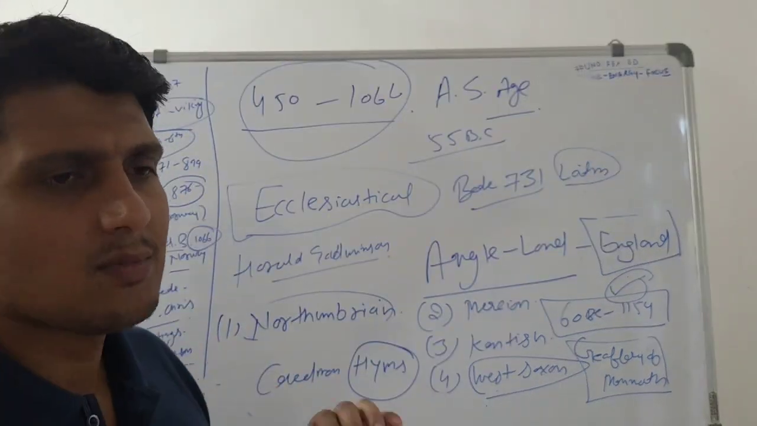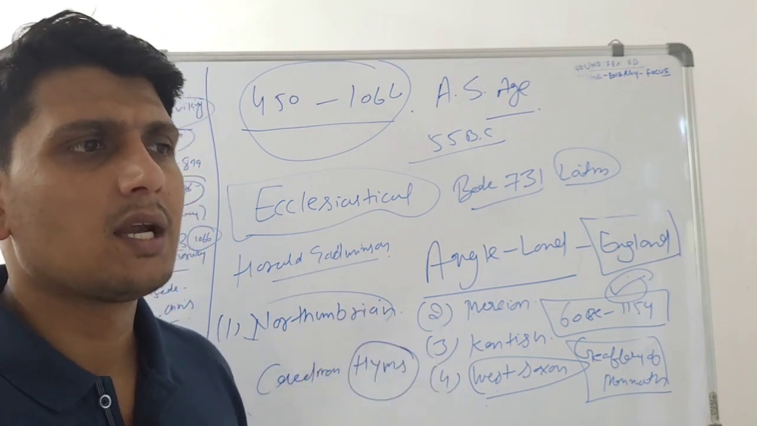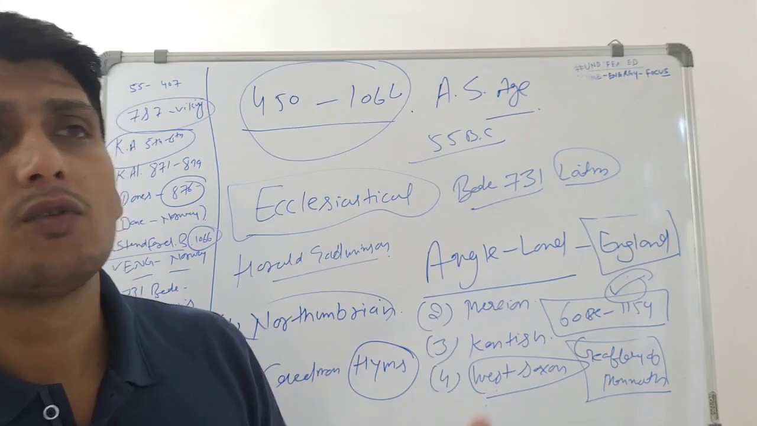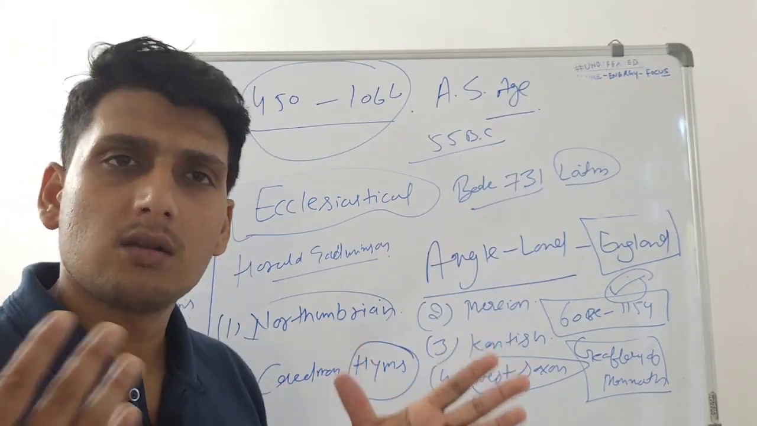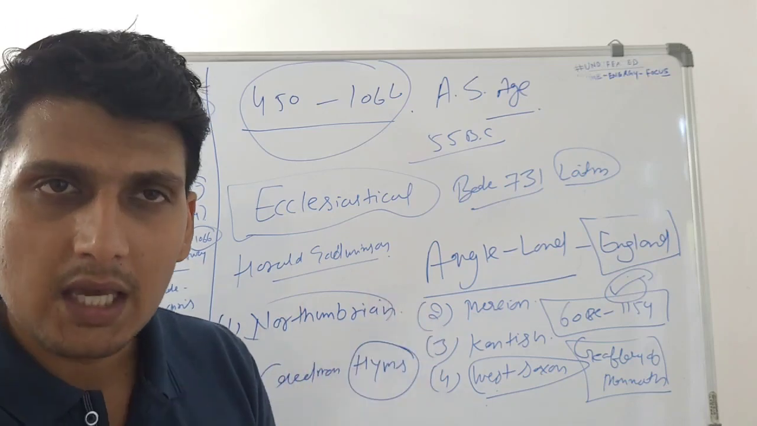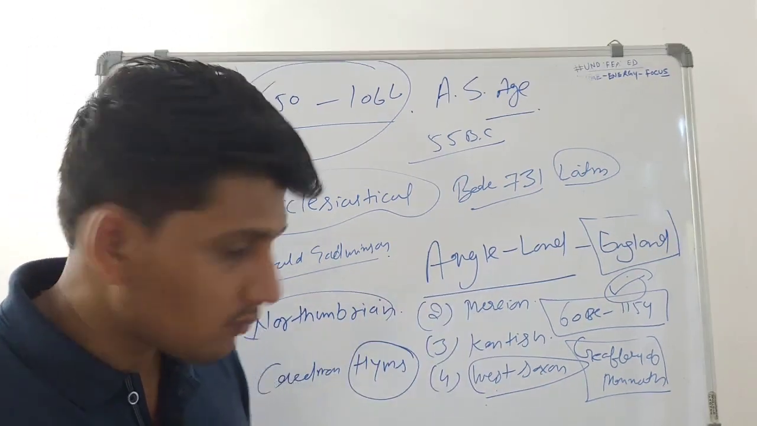But in some exams, I have found, whether it is a SET exam, like West Bengal SET, we have a lot of SET exams, right? They ask such questions, like between whom, which battle, like the Battle of Hastings, when it was fought, who are the kings, the name of the king who was defeated. So all this information you have to keep in mind.